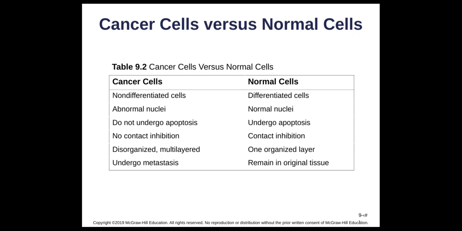So when we compare them, this is a nice table. Cancer cells are non-differentiated. They don't have special jobs. Normal cells do. We'll have weird nuclei in cancer cells, normal nucleus for normal cells. Cancer cells do not do apoptosis, normal cells will. Cancer cells do not have contact inhibition, but normal cells do. Cancer cells are really disorganized, multiple layers, where normal cells are a very organized layer. And then cancer cells can metastasize, where normal cells will just stay in their original tissue.